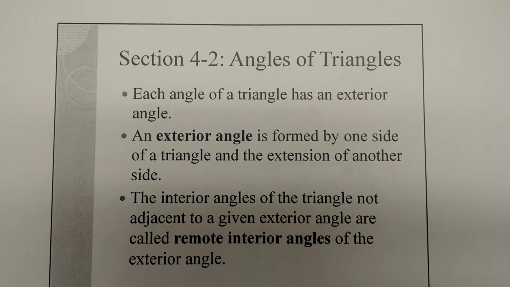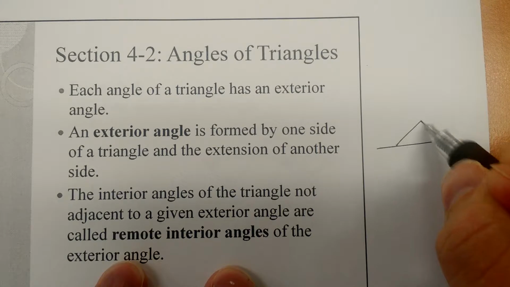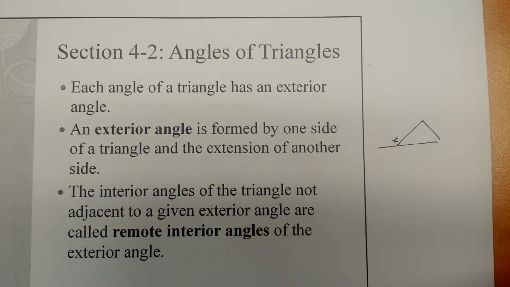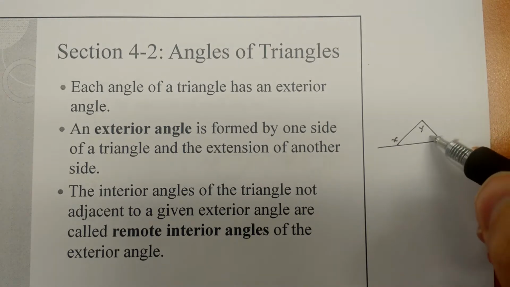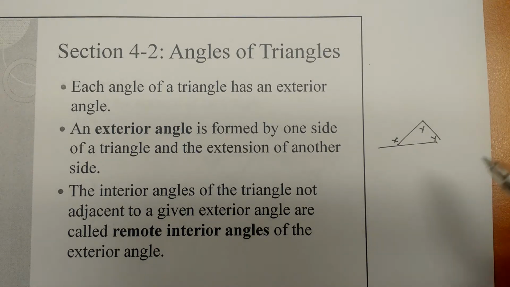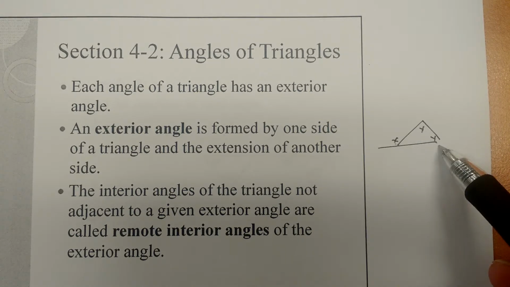So this slide talks about exterior angles. So the exterior angle is formed by one side of a triangle and the extension of another side. So that looks something like this. That's the exterior angle. And here it talks about remote interior angles. Those are the two interior angles farthest from the exterior. So if that's the exterior, these two y's are the remote interiors.